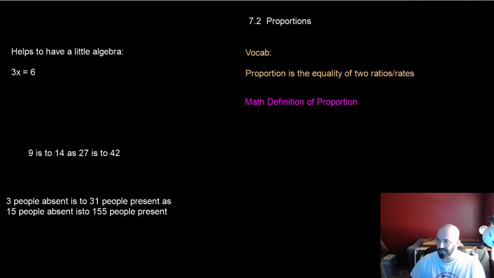7.2, proportions. Okay, so I'm going to start over here on the right and then move to the left because the right kind of supports it. A proportion is just the equality of two rates or ratios. Well, in mathy terms, A is to B as C is to D, if and only if. This is a biconditional statement.